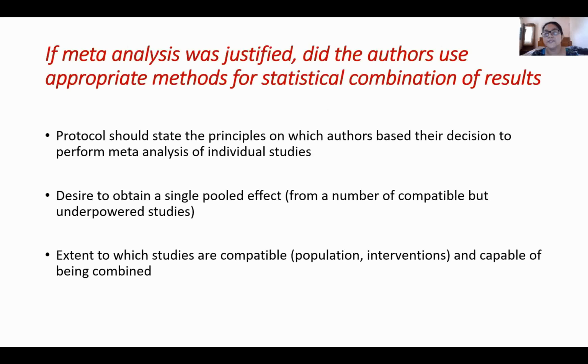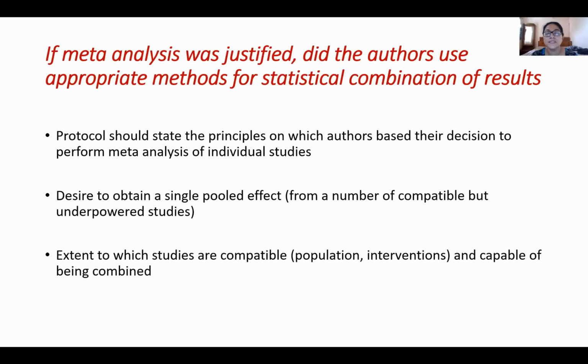If meta-analysis was justified, now for all systematic reviews, meta-analysis is not justified. Now, for that particular systematic review, if the meta-analysis was justified, did the authors use appropriate methods for statistical combination of results? So for meta-analysis, the results are combined statistically. So did they use proper methods to combine the results?